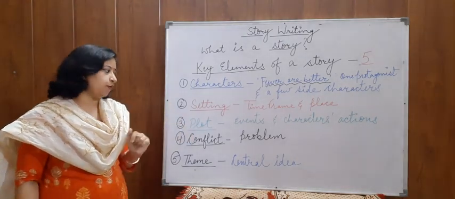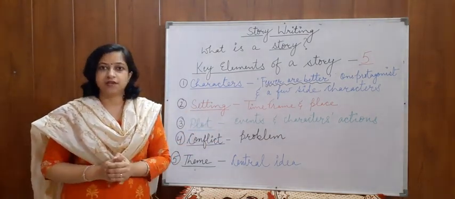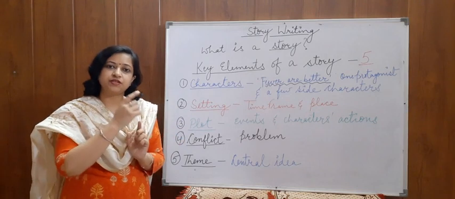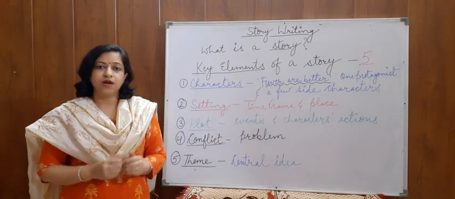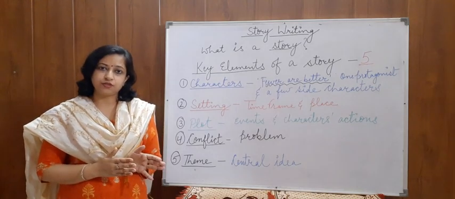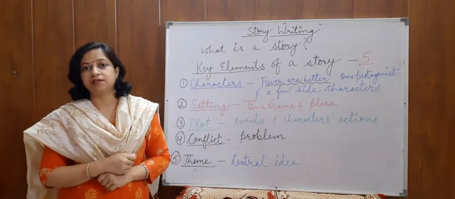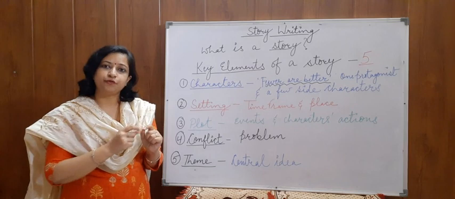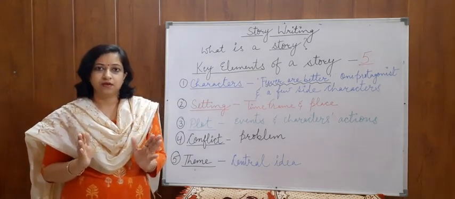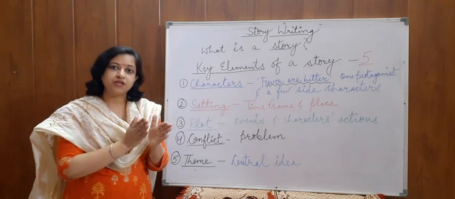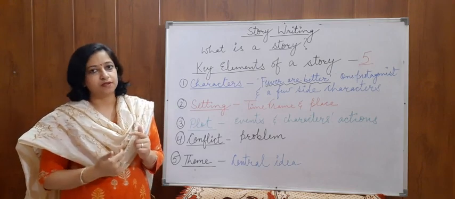Okay, now the third point is plot. Plot consists of events and characters' actions. When we talk about plot, this is about the sequence of the events in the story. About the plot, we have to keep one thing in mind: the sequence of all the actions, all the events, should be logical. That means they should be placed logically one after the other.